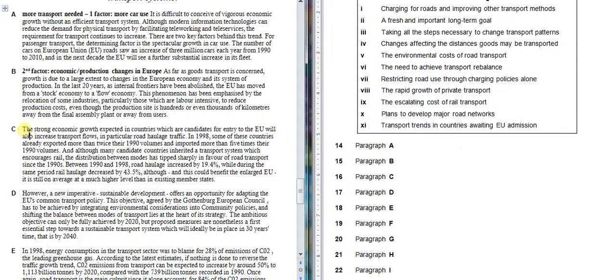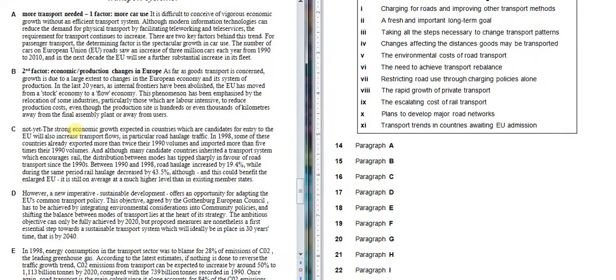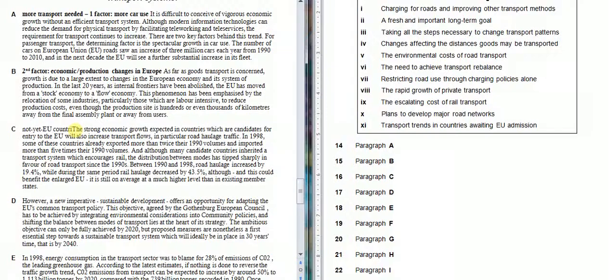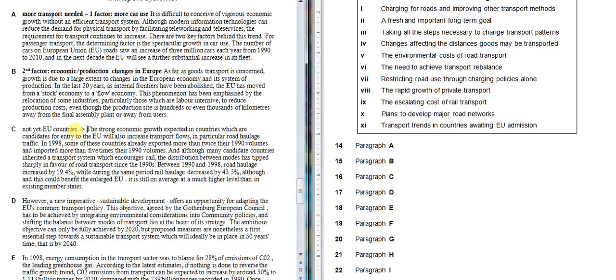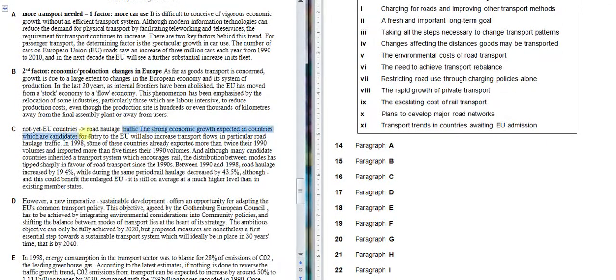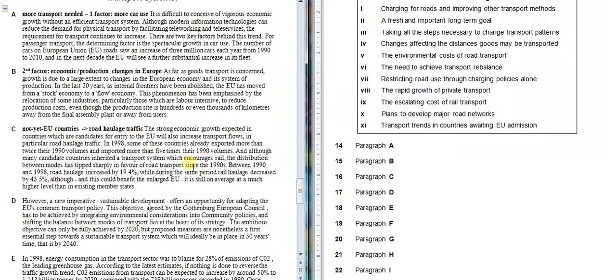Okay? So here we've got, the key thing is the candidates for entry to the EU. So the not yet EU countries lead to road haulage traffic. Not exactly sure what that means, but it doesn't really matter. Okay, as long as we catch summary ideas.